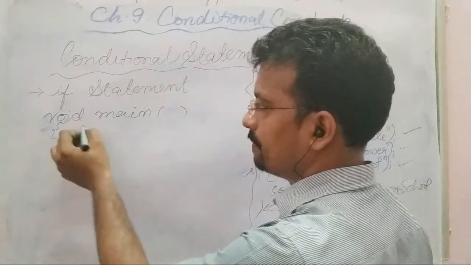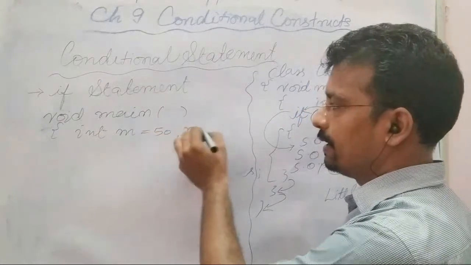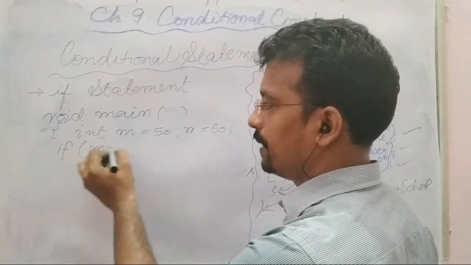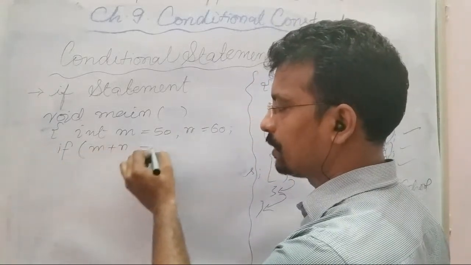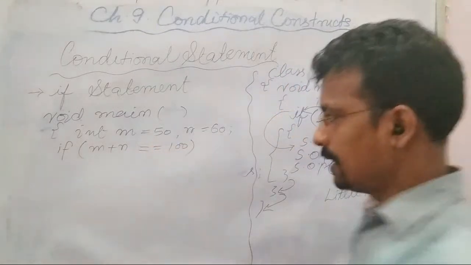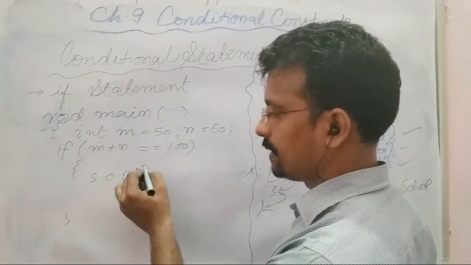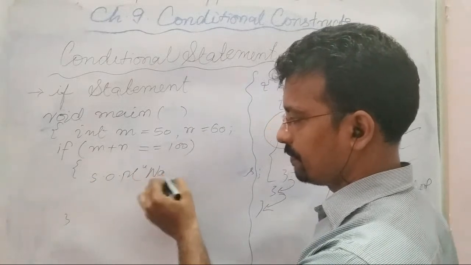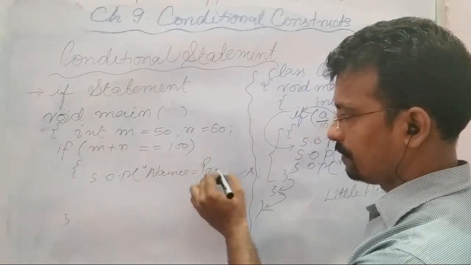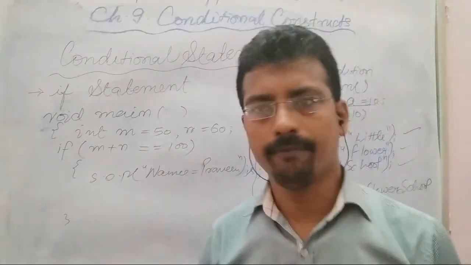and I have taken two variables, integer m equal to 50, n equal to 60, and I check if m plus n is exactly equal to 100, then what will happen? You have to print your description with System.out.print. You have to write name equal to Praveen, like that.